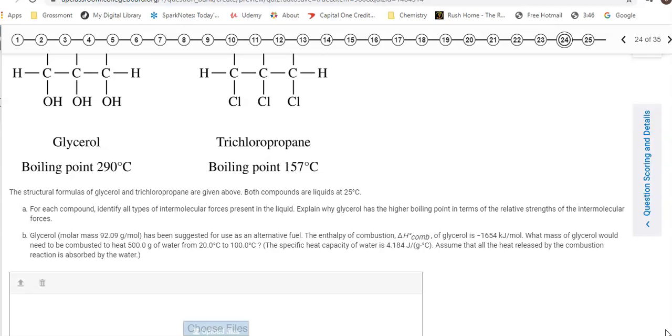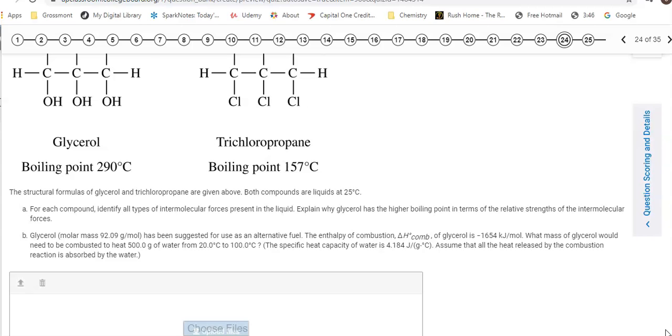Now it tells you that the glycerol is going to put out 1,654 kilojoules per mole. So if you need 167 kilojoules to heat up the water, and the glycerol puts out 1,654, I'm using rough numbers here, it takes about 1/10 of a mole of glycerol, 1/10 of 1654 to equal 167. So it takes 1/10 of a mole of glycerol.